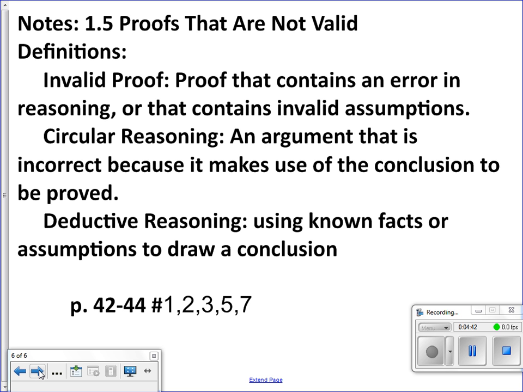So here's some notes for you to either write down or memorize. Some definitions. An invalid proof is a proof that contains an error in reasoning or that contains invalid assumptions. Circular reasoning is an argument that is incorrect because it makes use of the conclusion to be proved. And deductive reasoning is using known facts or assumptions to draw a conclusion. So please try in your textbook, pages 42 to 44, numbers 1, 2, 3, 5, and 7.